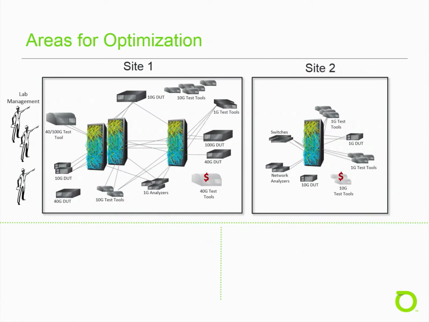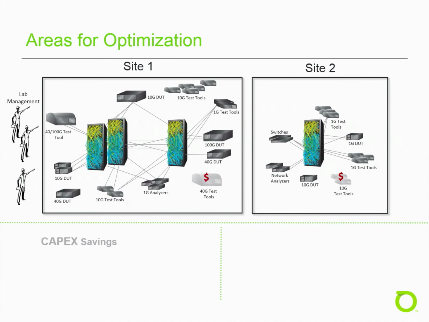There are many opportunities for optimization in the high-performance test lab. A typical lab is made up of test tools, supporting infrastructure like patch panels and cabling, and the systems under test. In this diagram, Site 1 has some 10 gigabit test tools that are not being used. They aren't even cabled into the infrastructure. Site 2 needs more 10 gigabit test tools, and this is preventing a test cycle from starting.